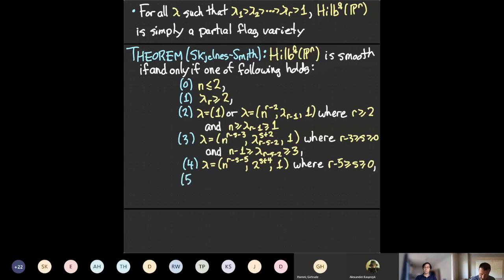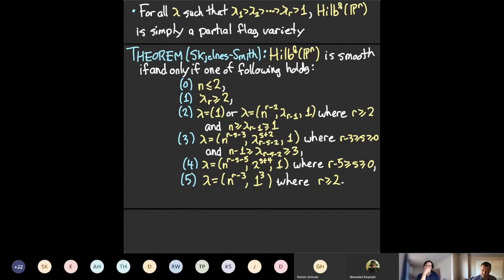And finally, the last case, maybe the least interesting one, says your largest part has to be n, and your smallest part has to be 1 appearing 3 times. And again, I have a minor condition. So we have 6 cases. The first 2 are probably the most interesting. The other 4 are relatively specific Hilbert schemes.